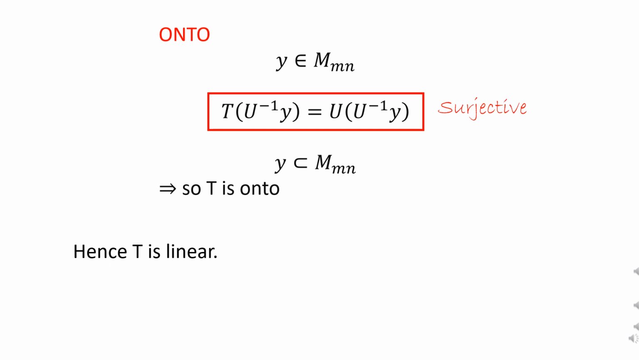And T is a linear transformation. That is, it is one-one and onto. So T is a linear transformation.